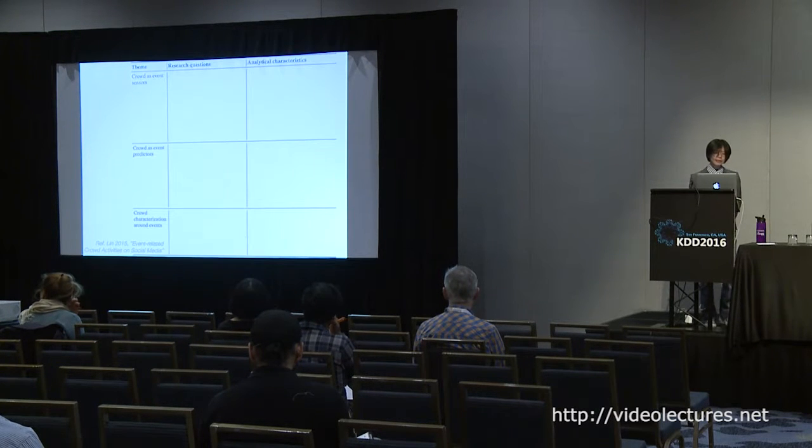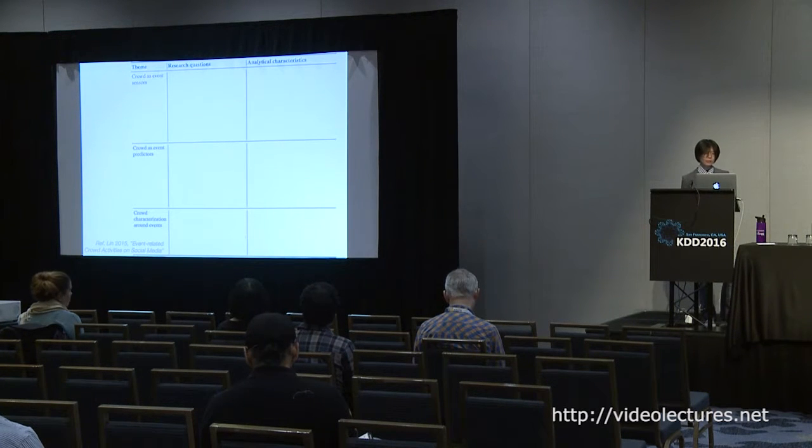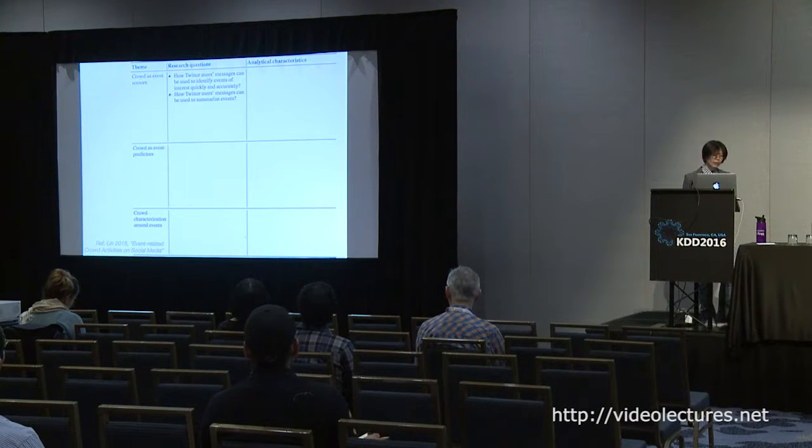Okay, so in summary, these three themes can be understood in terms of the research question, meaning what questions were asked in this research, and their analytical characteristics, meaning how the questions were approached and what the research challenges are. For example, for the first theme, crowd as event sensors, the question could be how Twitter users' messages can be used to identify or summarize the events.